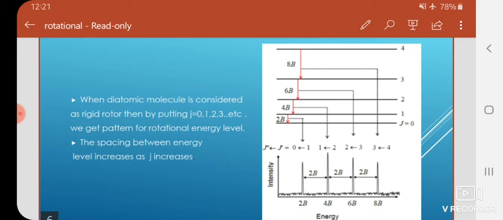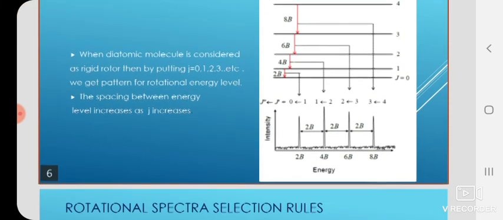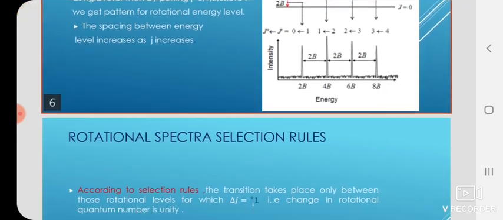If we look at the intensity, the transitions 1 to 0, 2 to 1, 3 to 2 and 4 to 3, all these lines corresponding to the energy levels are separated by a distance 2B.